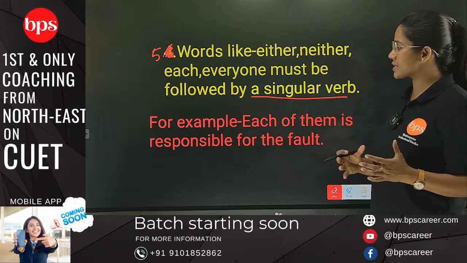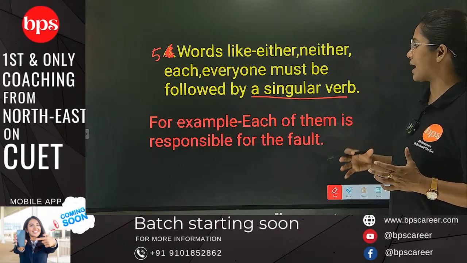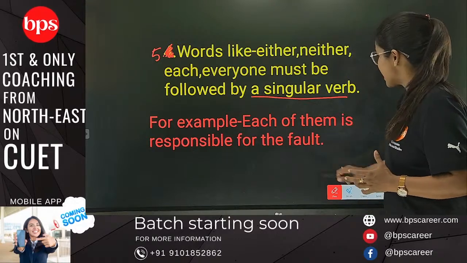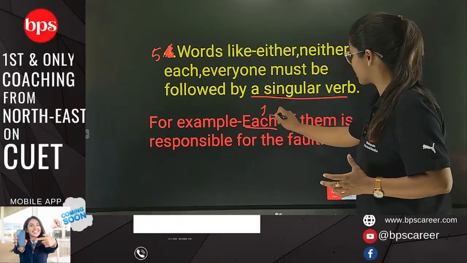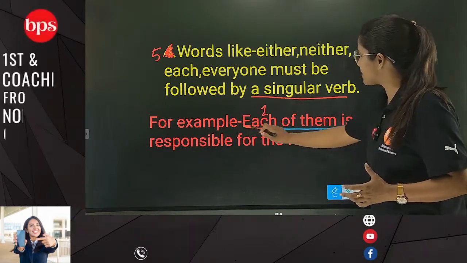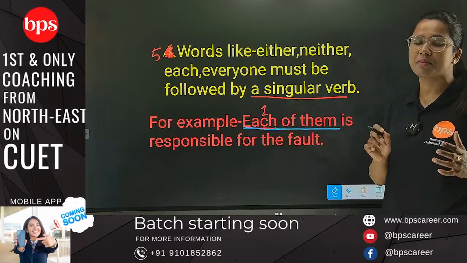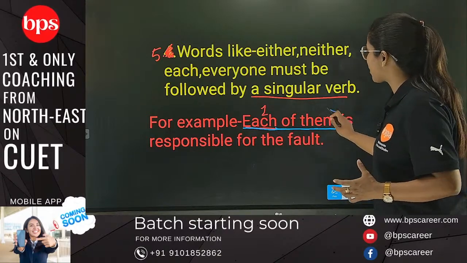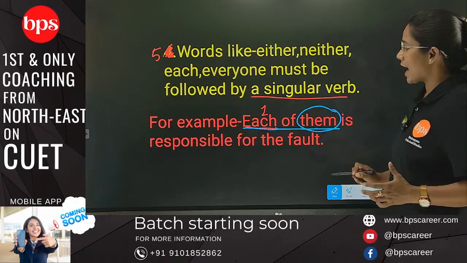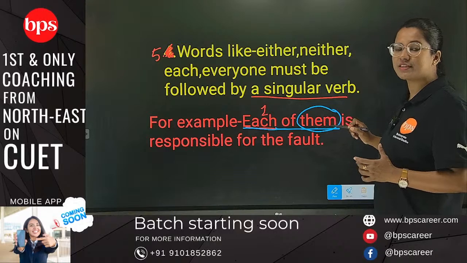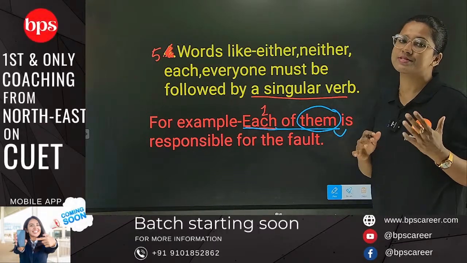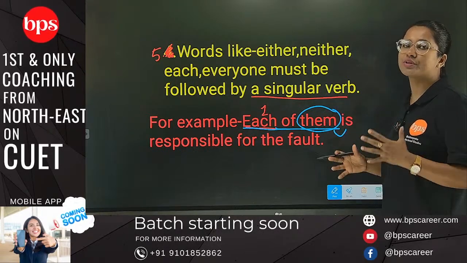For example, the sentence is, each of them is responsible for the fault. So, here what happens? Each is singular. Each of them, though "them" is there, a lot of students may make a mistake because "them" is there, they may refer to something which is plural, and here again the error of proximity, that is the first rule, may be made by students who don't know the concept of the rules or who have not gone through the rules.